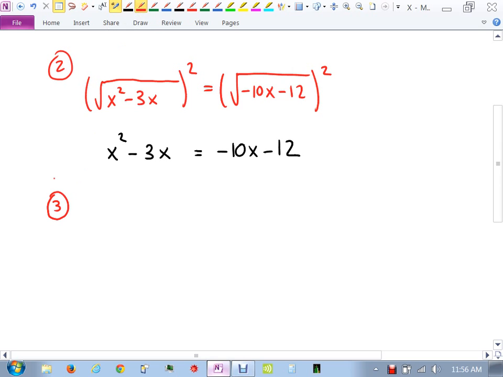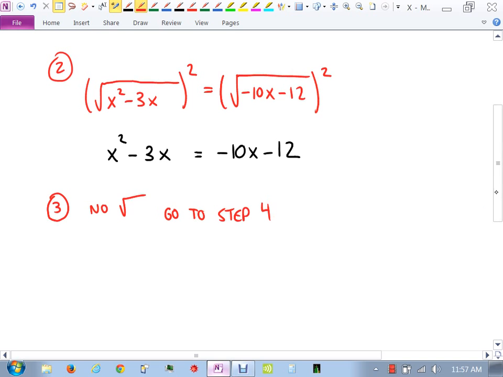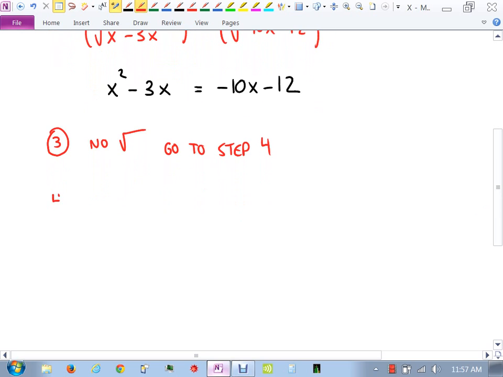What's step 3? Yeah, repeat it if you see a square root. Now, we don't have any square roots, thank goodness, right? So no square root. So we'll go to step 4. And what is step 4? Solve the remaining equation. Yay. What type of equation is this? Because it's not linear. Linear is what we had before. It's quadratic.